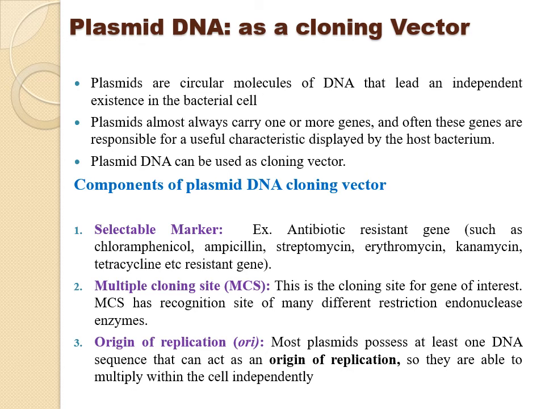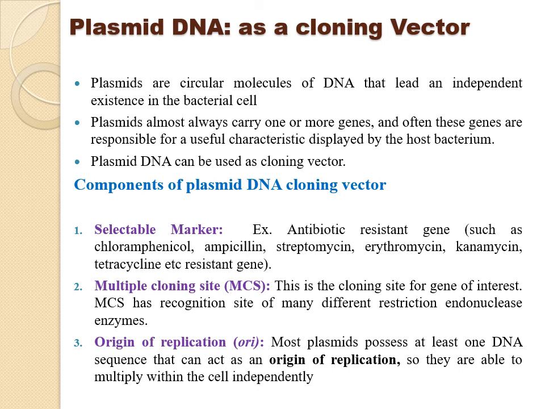So basically a cloning vector is a plasmid, which is a circular molecule of DNA that leads an independent existence in the bacterial cells. All right, the second point is that a plasmid almost always carries one or more genes, and often these genes are responsible for useful characteristics displayed by the host bacteria. The third point is that plasmid DNA can be used as a cloning vector. Definitely, plasmid DNA can be used as a cloning vector when it has the ability to get attached or ligated by a fragmented or foreign DNA, and thus it can be inserted into a bacterium, and thereon it can divide and form more recombinant DNA.